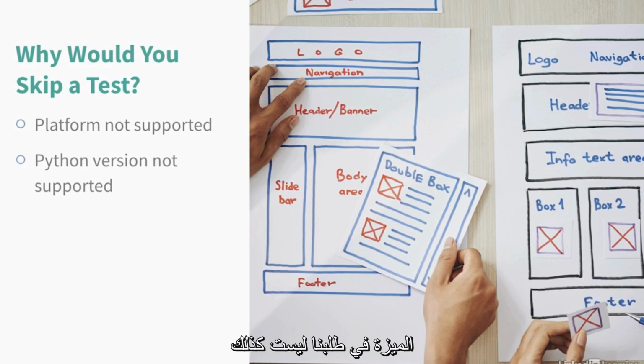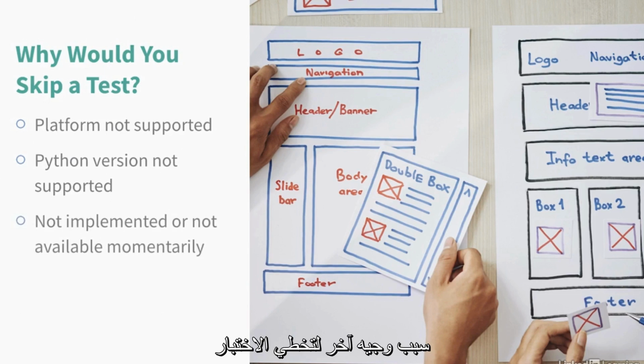Sometimes features in our application are not backwards compatible, meaning that they will only work on newer versions of Python. The reverse can also happen when an old feature no longer works on the newer versions of Python. Another good reason to skip a test is that the feature is simply not implemented yet, or it is temporarily removed or unavailable. We do not want to test features that are not supposed to be working yet.